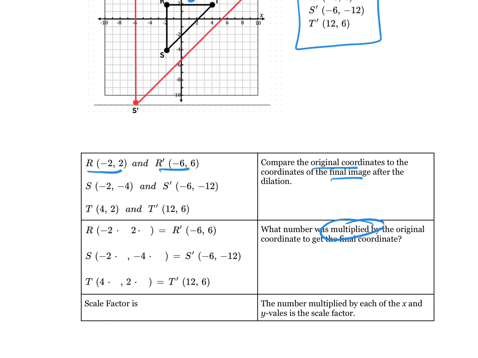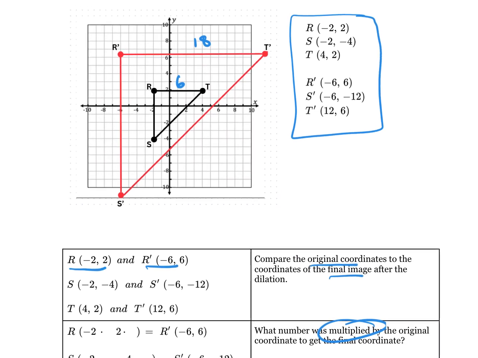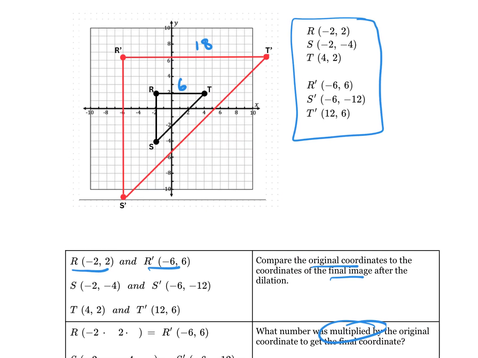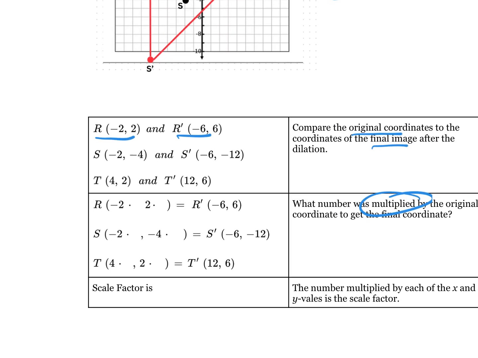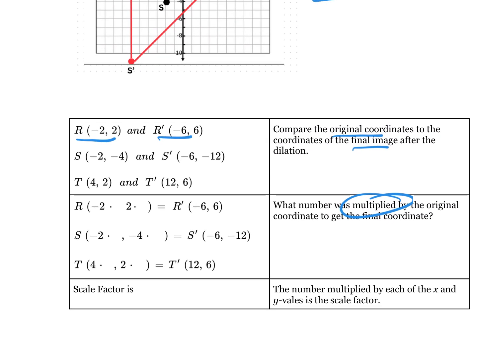Same concept. When we looked at the lengths, we saw it's 6 times 3. That gives me 18. So that's my scale factor of 3. So we can look at the coordinates as well and ask the question, okay, what number times -2 gives me -6? And when we look at the y coordinate, what number times +2 gives me +6?